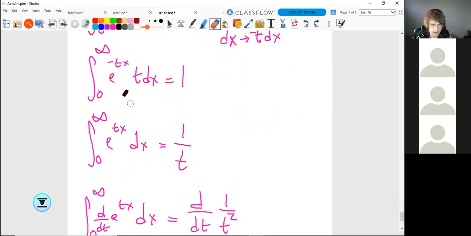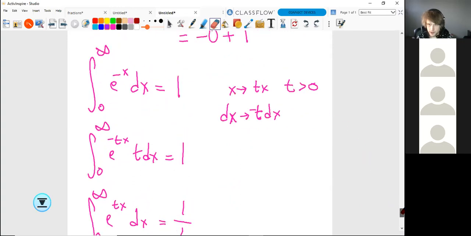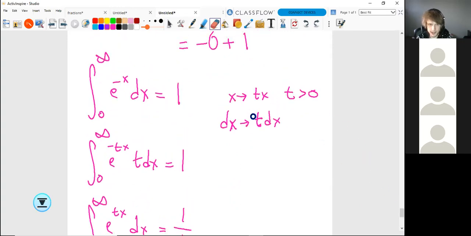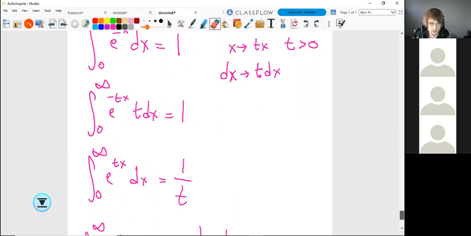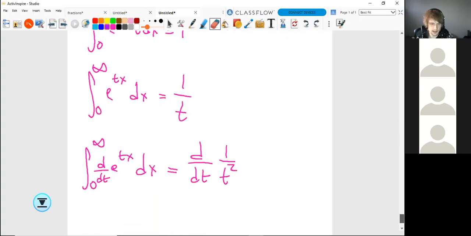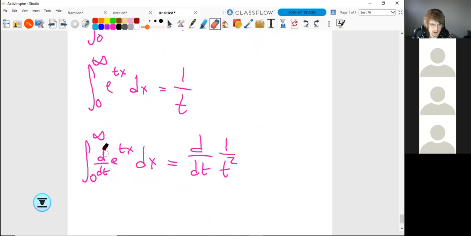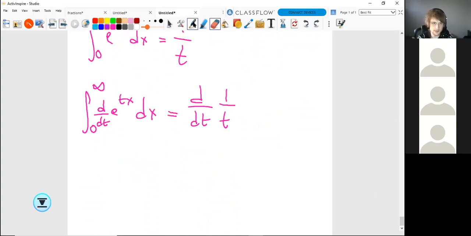Okay. So this is still the correct substitution. We want t to be greater than 0 so that the integral makes sense when evaluated at 0. So t is greater than 0. And then this is correct. So we have this. So if we take the derivative here, we get 0 to infinity. There should be a minus sign. Minus t e to the minus tx dx.